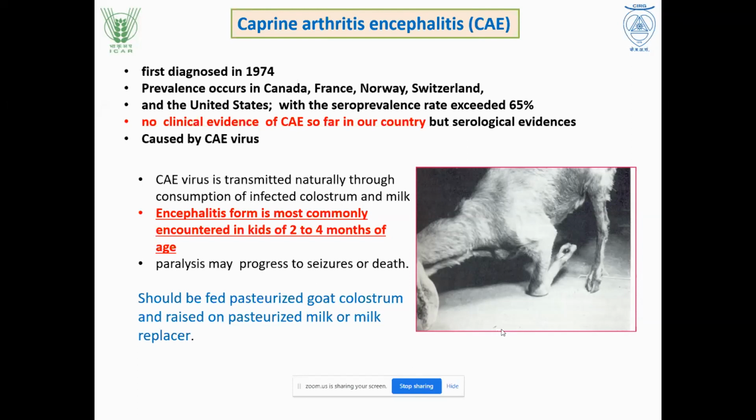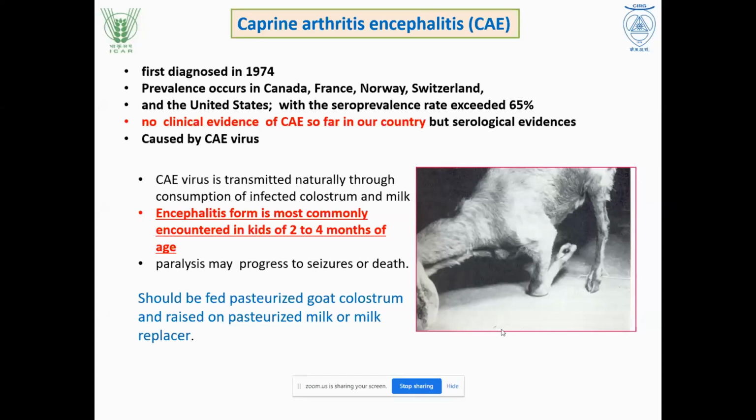Why am I describing this disease here on this platform? Because this is a disease under vigilance in our country. We are collecting samples from different parts of the country and trying to find out the level of antibodies against CAE. So it is the responsibility of our veterinary professionals to know CAE.